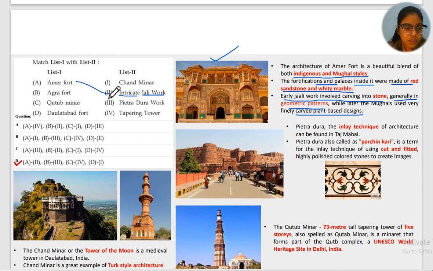So the next option is Agra Fort. The Agra Fort is famous for Pietra Dura work. As you can see, this is the image of the Agra Fort. So what is Pietra Dura work? Actually, it is an inlay technique of architecture which can be seen in the Taj Mahal and Agra Fort also.